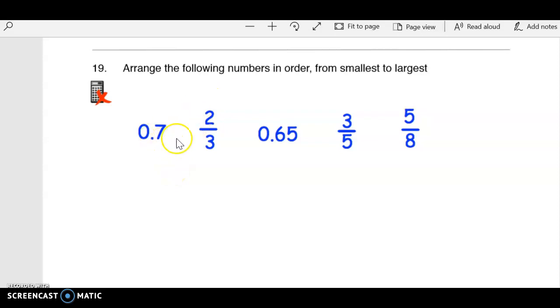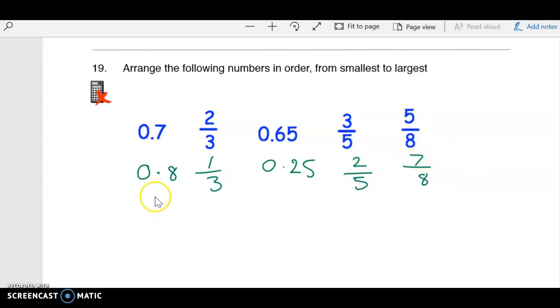So I'm going to do it in my numbers so that you can have a go at doing these ones on your own. Okay, so here we go. My numbers, I'm going to have 0.8, then 1 over 3, then 0.25, then 2 over 5, and then 7 over 8. I'm happy with the decimals because I know by just looking at these two decimals that this one, 0.25, is smaller because it's got a 2 in the first decimal place and this has got an 8. So I compare those.